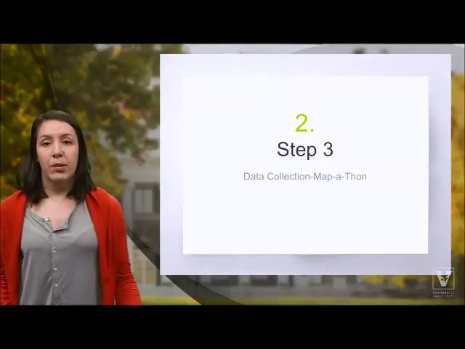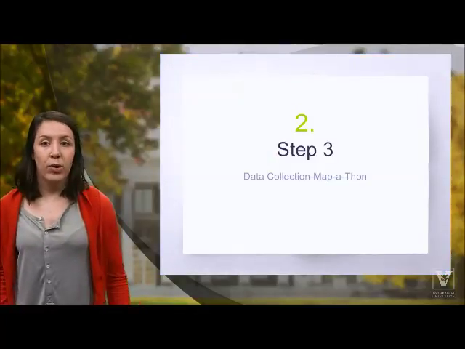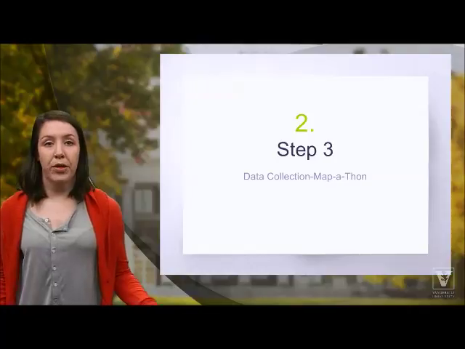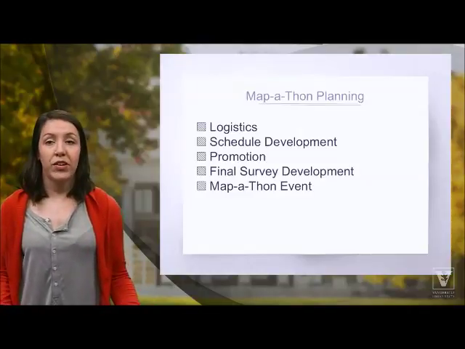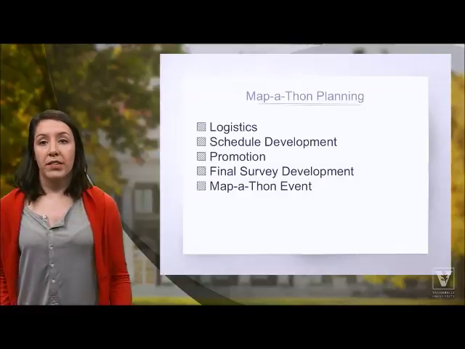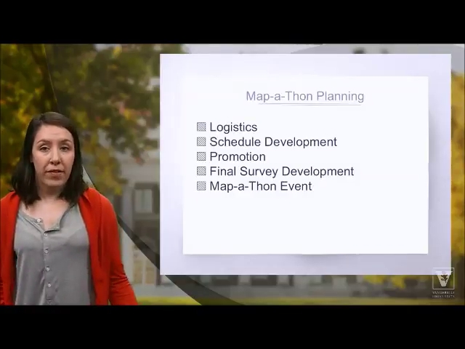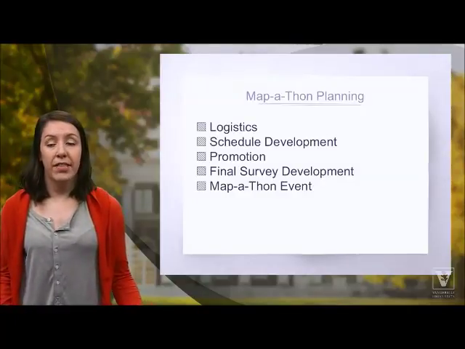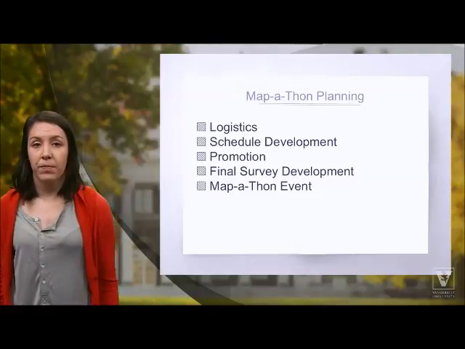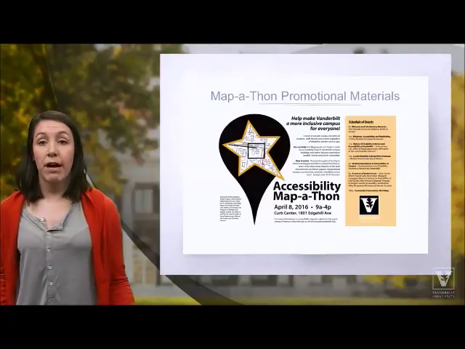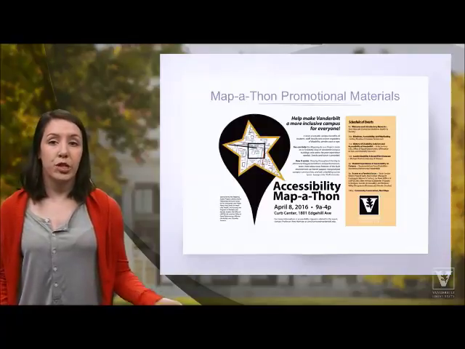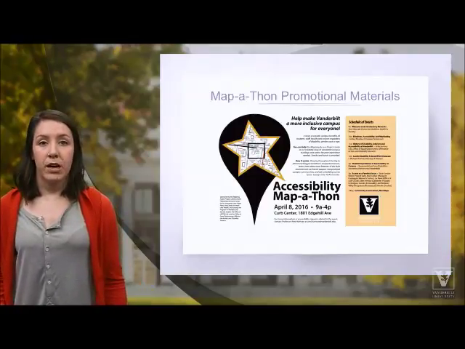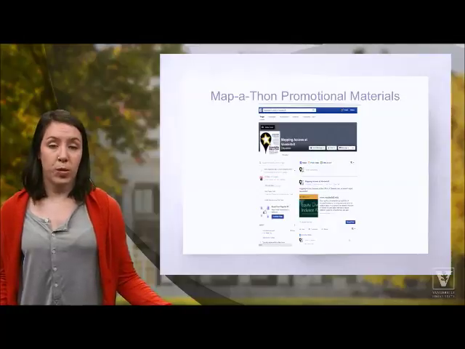So the next part is that we actually had to collect the data, and we decided to do this through a one-day Mapathon event. And there were a lot of steps that went into this Mapathon event. We had to figure out the logistics of the day, we had to develop the schedule, we had to promote the event, develop the final survey, and then actually have the event itself. And here are some examples of promotional material that we used, because we really wanted to reach the most users on campus. We also created a Facebook group as well.